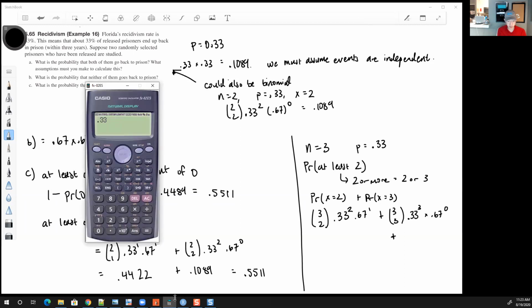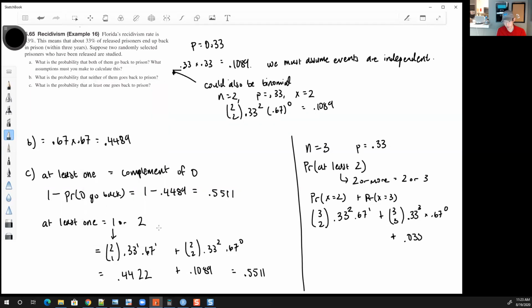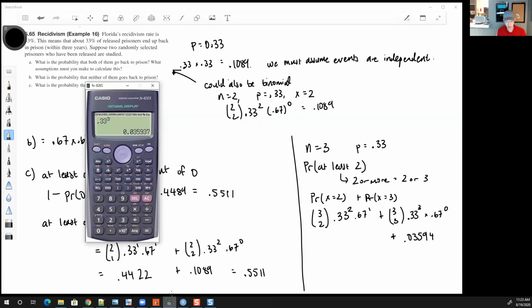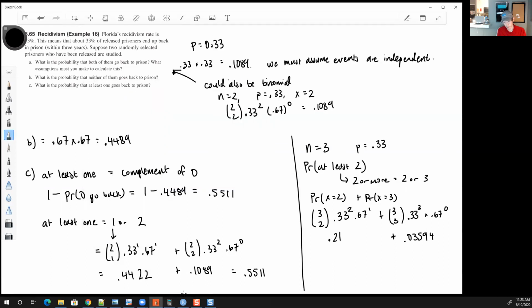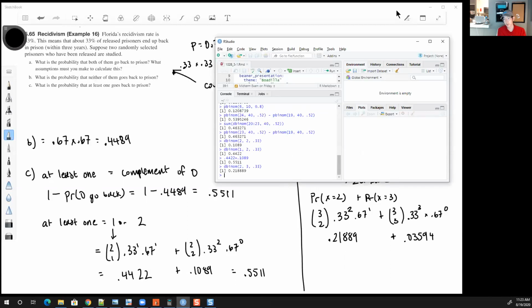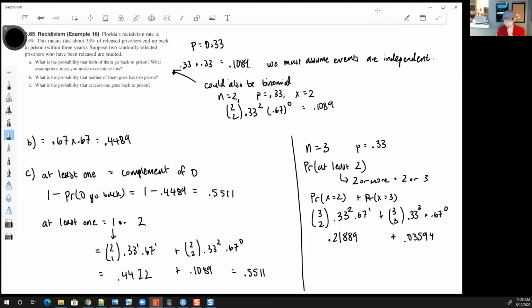So 0.33 raised to the 3rd is 0.0359. Okay, and then this one, I'm going to cheat. Okay, so we'll do dbinom 2, 3, 0.33. Okay, 0.2189. And you add those two together. Is that okay? Does that help or?